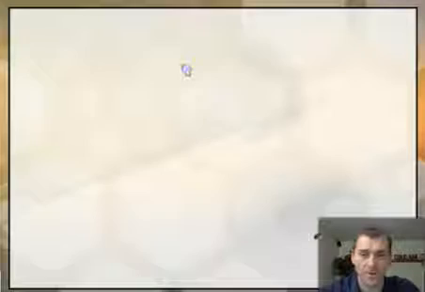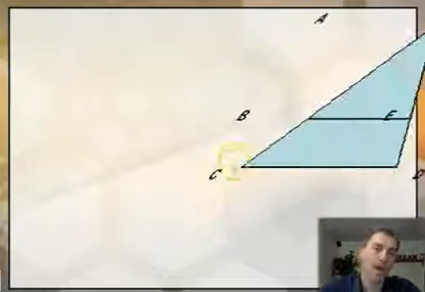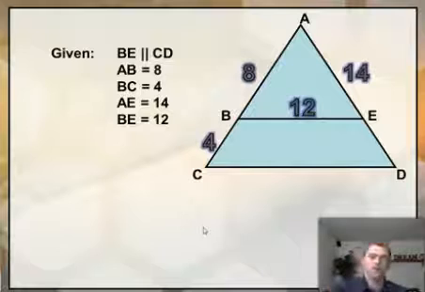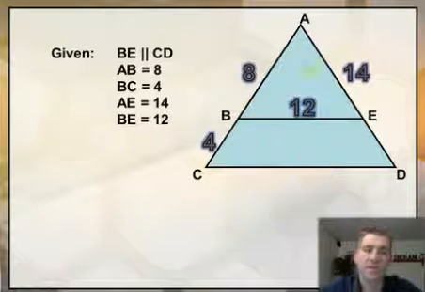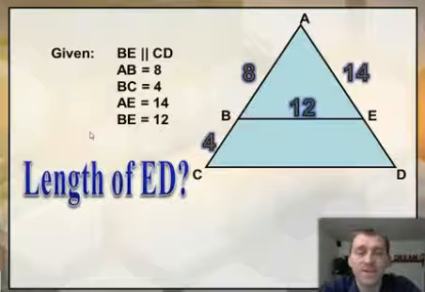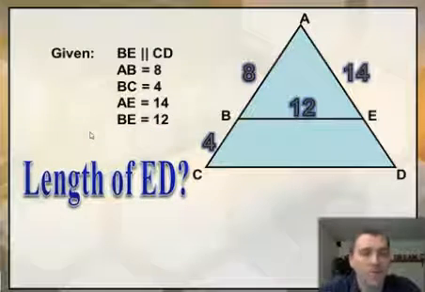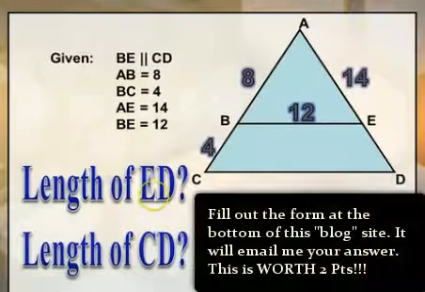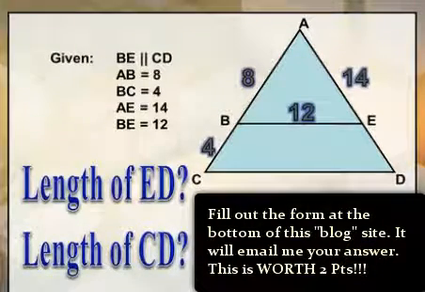So let me get through here. What I'm going to do now is give you this example. You see the same type of picture. You got BE parallel to CD, and you got these things labeled in there. I'm going to have you find two things, guys. I'm going to have you find ED, just like we did in the last example, and I'm going to have you find CD. CD and ED is what I want you to go find.